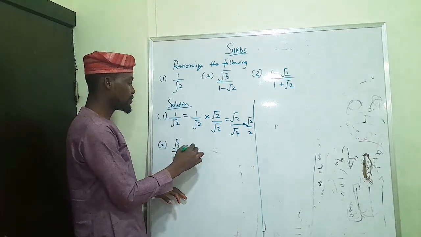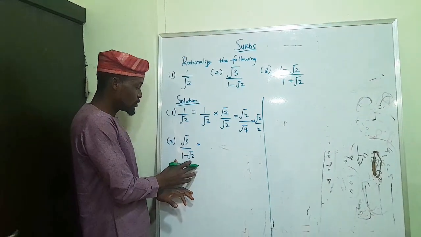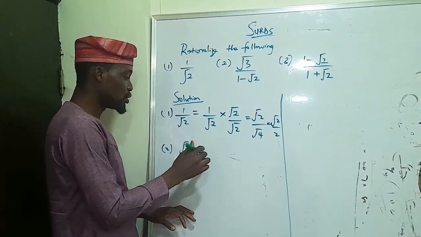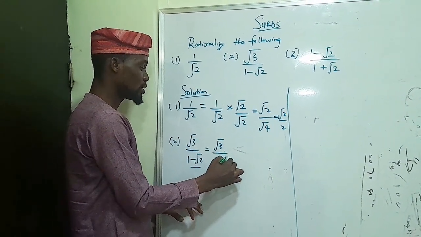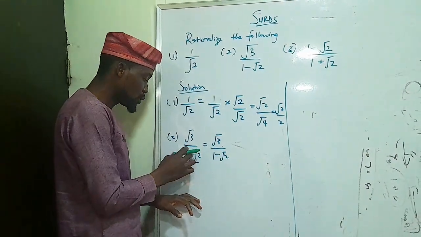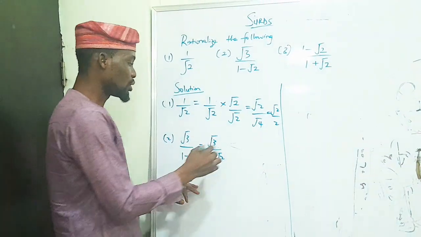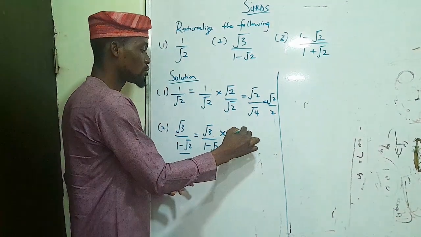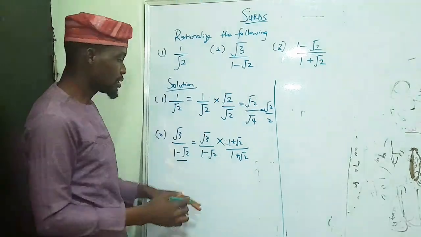For this, I have a 2-termed denominator. So for this, what will I do? I will multiply both the numerator and denominator by the conjugate. Conjugate means change the sign. Alright? So I'm going to multiply both numerator and denominator by the conjugate of what? The denominator. Which now becomes times 1 plus root 2 over 1 plus root 2. From here, expand and get your answer.